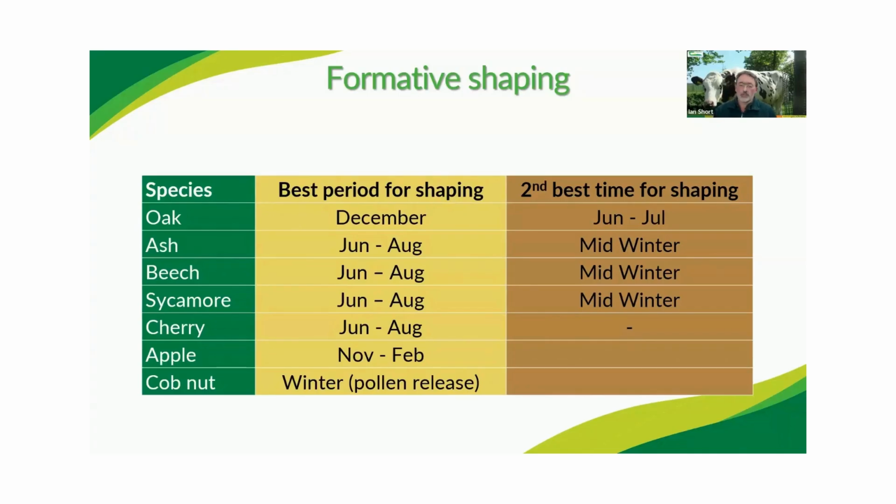Now in agroforestry, we may also be pruning and formatively shaping. For timber, we may be formatively shaping and pruning so that we're increasing the benefits of yields from nuts and from fruit. So for apples, the best time to shape and prune is in kind of November to February. And for hazelnuts, winter is the best time. Around about the time for pollen release is about the best time for shaping and pruning.